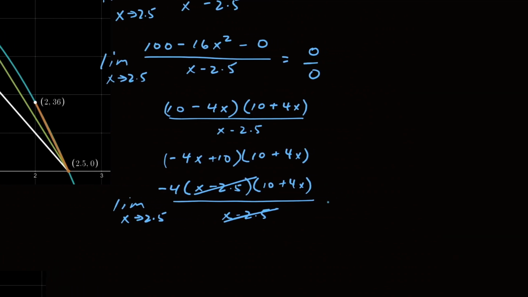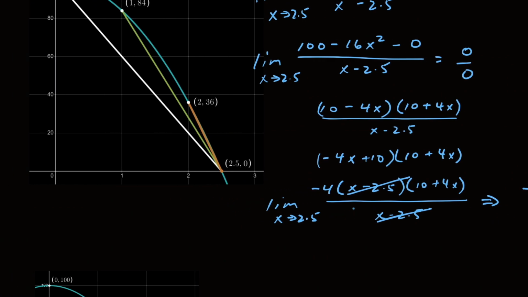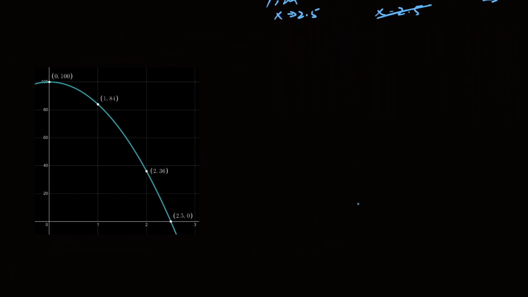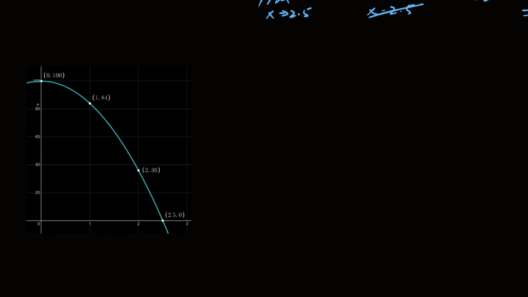If we do that, this is going to bring us to negative 4 times 10 plus 4 times 2.5, all over 1. So this basically is going to equal negative 80, and that's going to be feet per second, which makes complete sense in terms of what we saw in terms of speeding up when we look at the absolute value. All right, so in general, what are we doing? Well, we're really going from one point to another.